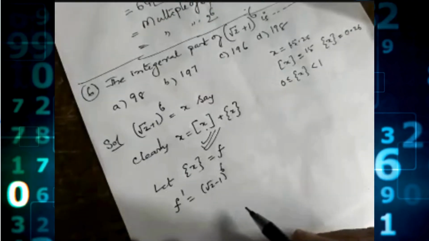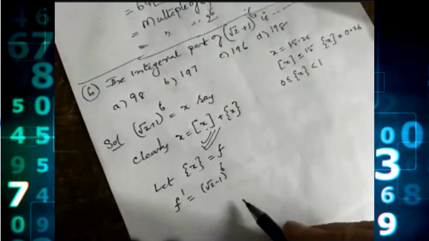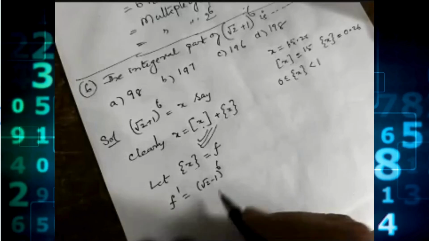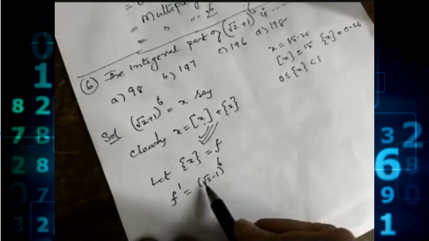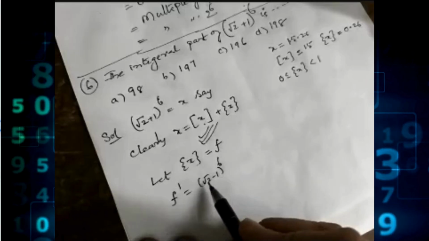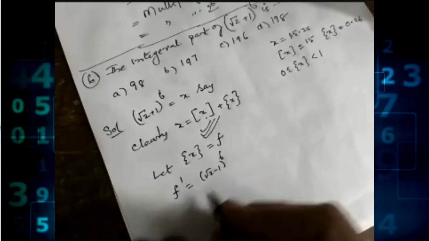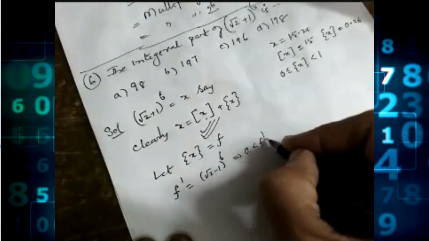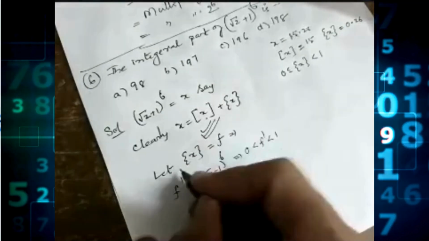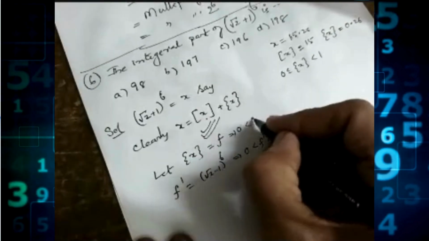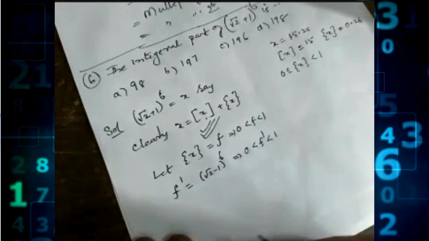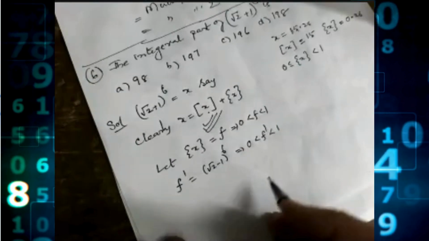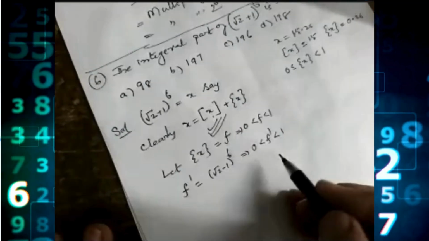Yes, of course. Okay, you just name it. F dash is equal to root 2 minus 1 whole power 6. Clearly, what is root 2? 1.414 and so on. Minus 1 is 0.414 and so on. So it lies between 0 and 1. Isn't it? Yes. 0 less than f dash less than 1. Here, the fractional part of x also lies between 0 and 1. Okay. My dear student, don't ask me why.